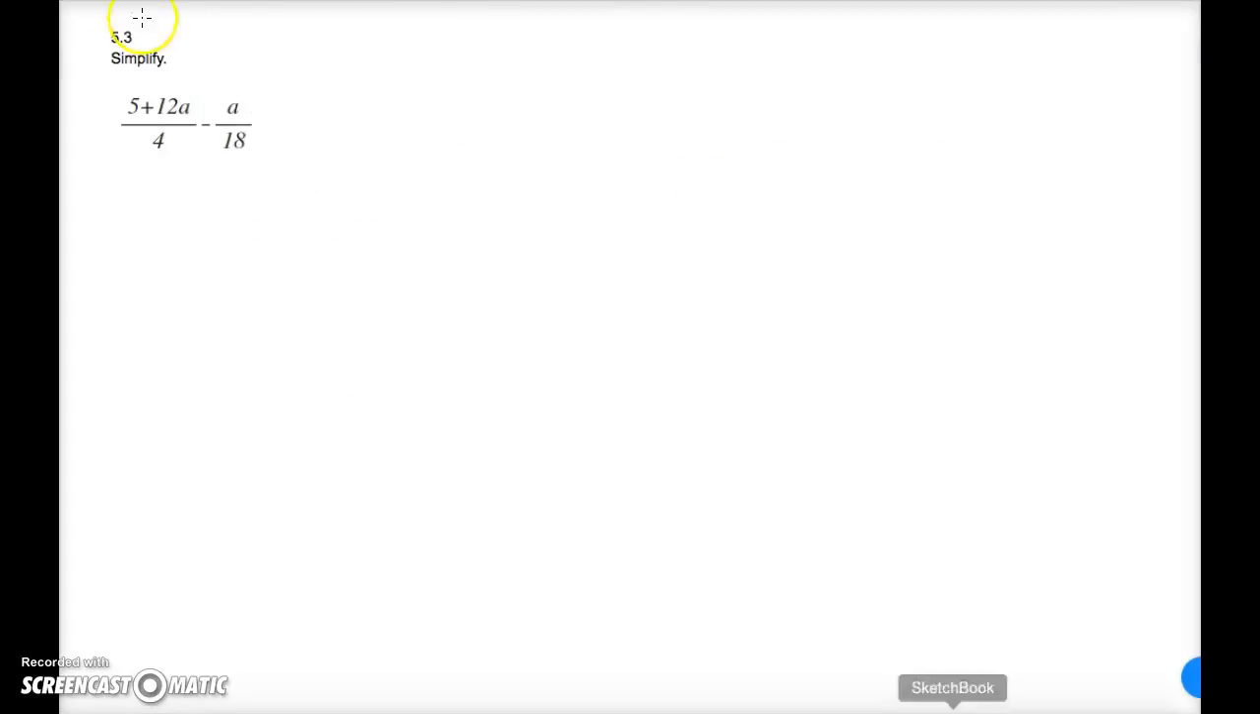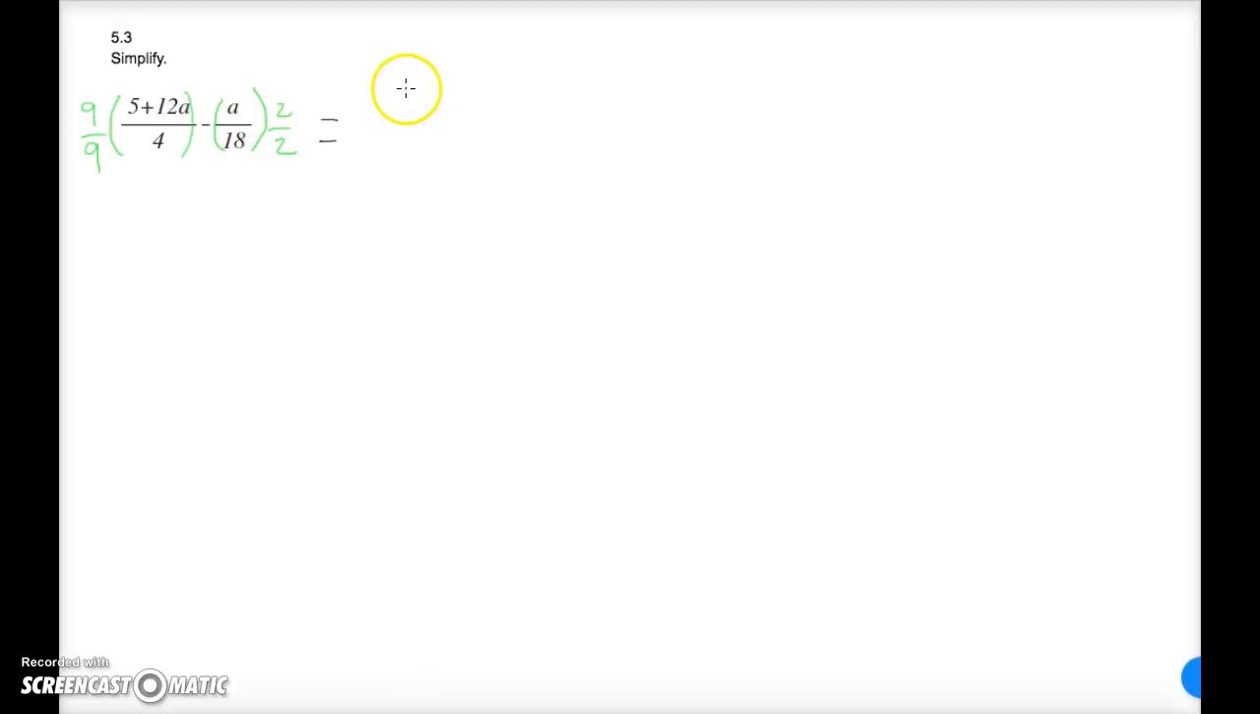Problem 3, again, says simplify. We have two rational expressions. They have different denominators. So first we have to find a common denominator. So the least common multiple of 4 and 18 is 36. So I'm going to need to multiply this term by 9 over 9. I'm going to need to multiply this term by 2 over 2 in order to get a common denominator.